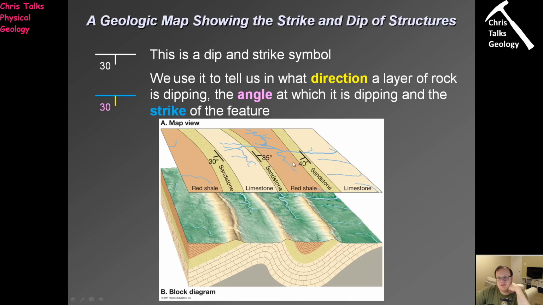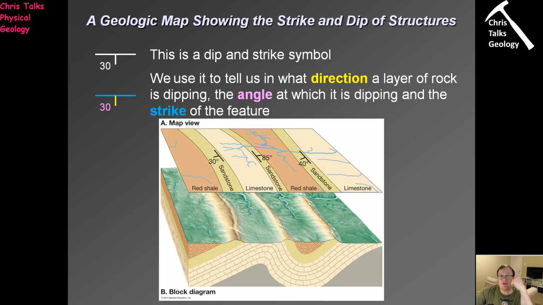As I come over here, I have another dip and strike symbol. That's 40 degrees, it's pointing towards the west. So I have this layer of rock here, which is coming in near vertically to the east. And I have this layer of rock here, which is coming in at 40 degrees to the west. And so they're going to meet up, and here I'm going to have a syncline. So you can see these symbols are tremendously helpful things.